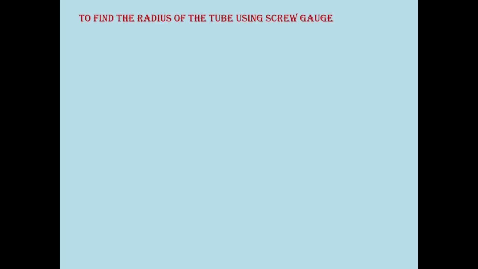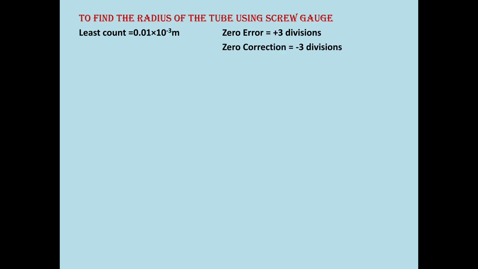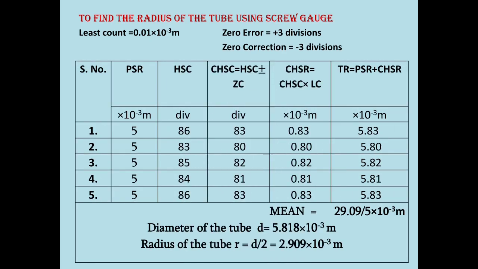Next, we will find the radius of the glass tube used during the experiment using the screw gauge. The screw gauge has an error of plus 3 divisions, so the correction will be minus 3 divisions. The corresponding table is here, and the diameter of the tube is 5.818 into 10 power minus 3 meters. Dividing the diameter by 2, we get the radius as 2.909 into 10 power minus 3.